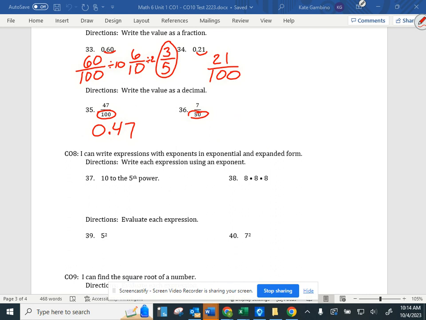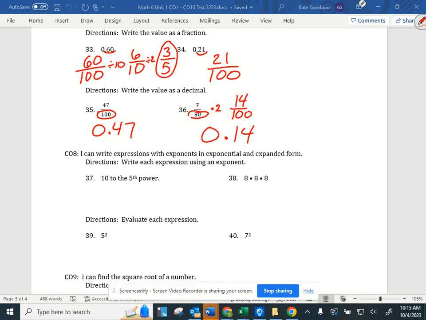So to go from 50 to 100, I have to multiply by 2. So I have to do the same thing to my numerator. 7 times 2 is 14. So my answer is 0.14. So that 100 is our magic number. Make sure your denominators are 100 so you can go back and forth between decimals and fractions.